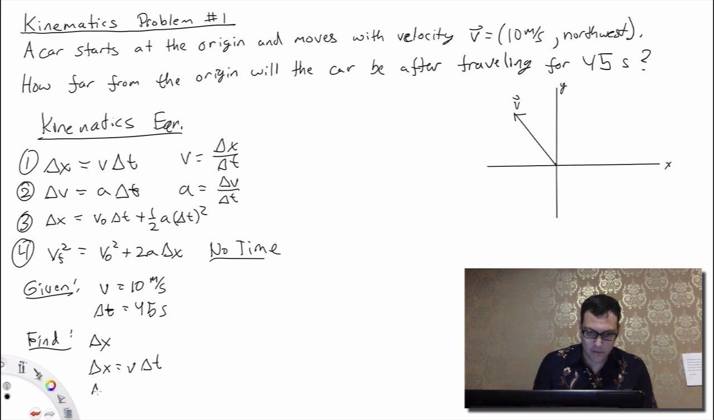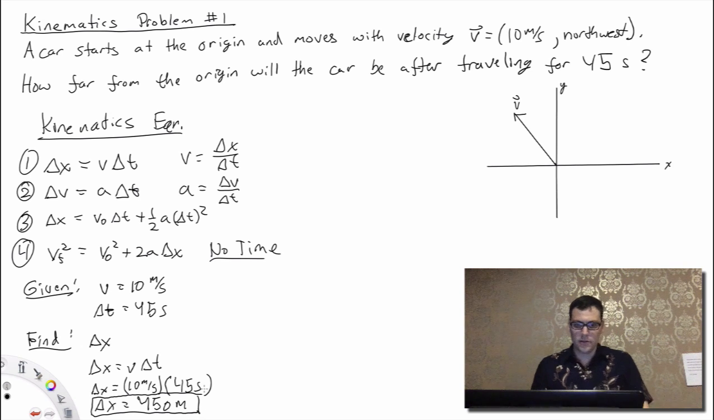All right, so let's figure out what delta x is. So v is 10 meters per second, so let's plug that in. And then delta t is 45 seconds. So delta x is equal to 450 meters. And we can box that as the answer to the question.